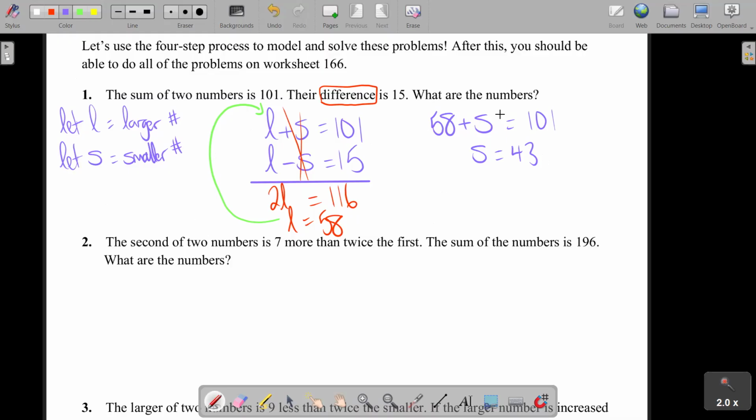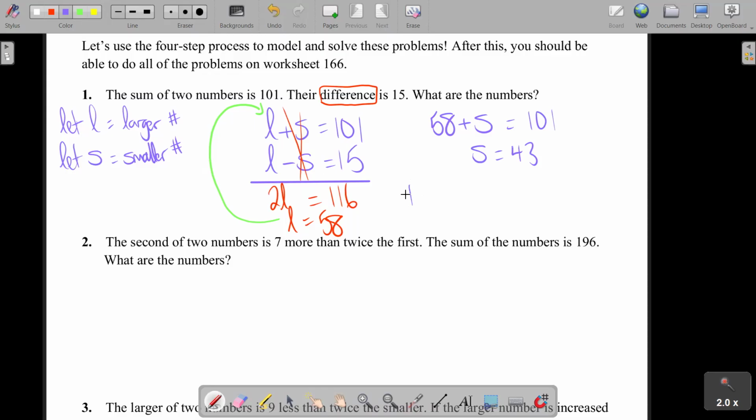In step 4, we have to actually now pay attention and answer the question. Sometimes the question's going to be generic: what are the numbers? Sometimes, like you'll see in question 4, the questions are going to be more specific. So just pay attention. When you emerge from your math cave, make sure you answer the right question. But this question is just simple.